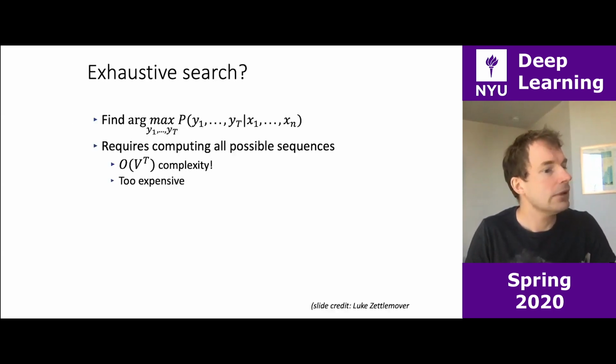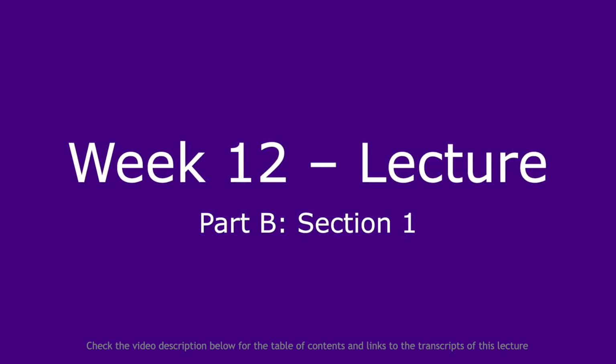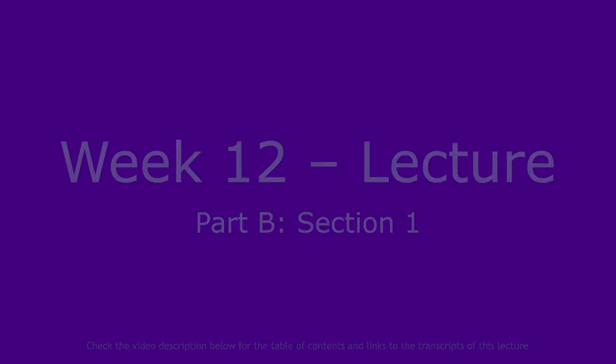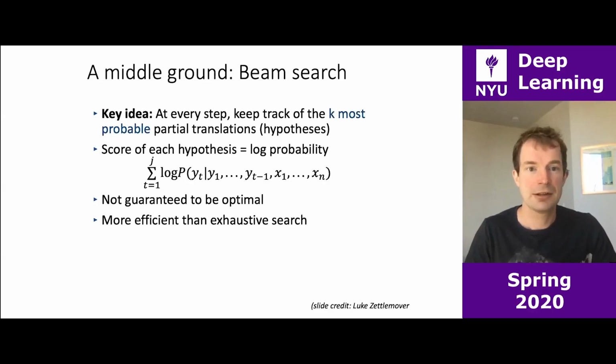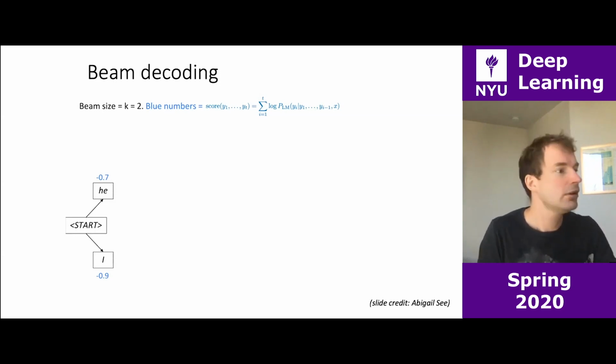The slide just says that exhaustive search is impossible. And that hits the middle ground of what's called beam search. So beam search is a way of trying to keep track of an n-best list of hypotheses. And then at every time step we update this list with the new words we've added. This may be easier to show you with an example. This slide's from Abigail C. at Stanford.